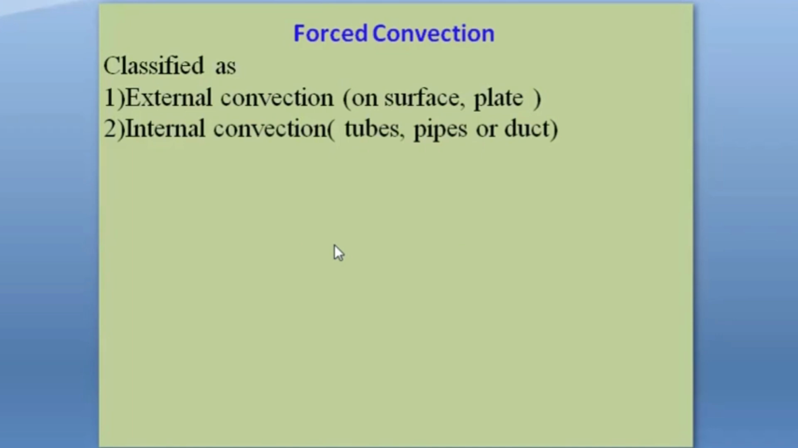Now we are in forced convection. Forced convection is of two types. One is external flow, like over a surface, or a plate, or an aeroplane. That is external convection. And internal convection means what? Flow through a tube, pipe, or duct.